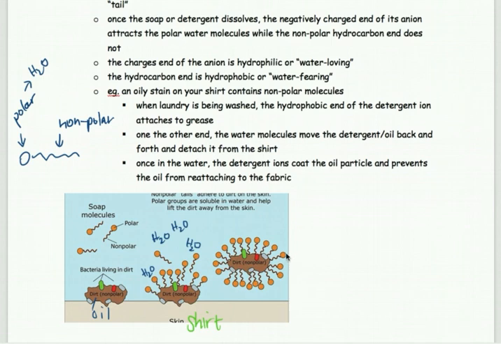And now the dirt's floating in the water, the other tails, the other anions will come along and just surround it like this, and they call this a micelle. Once it's surrounded like this, the water will be around it, so now this piece of dirt can't go back into the shirt. So it gets cleaned, and then eventually the cycle will drain, and this will get sent down the drain and so forth.